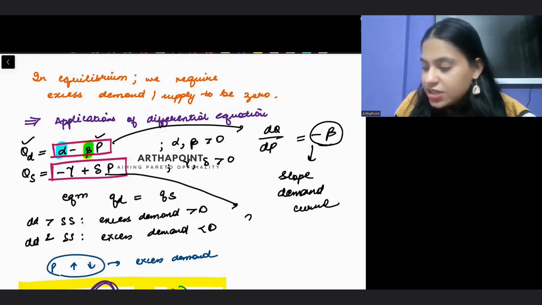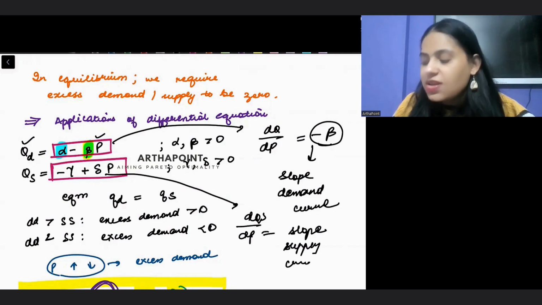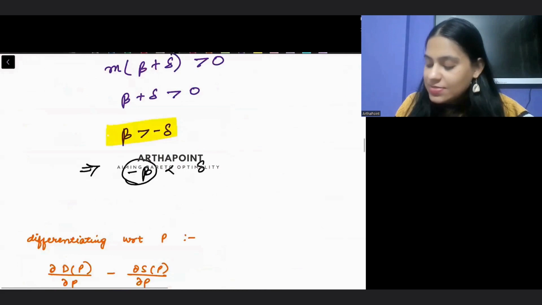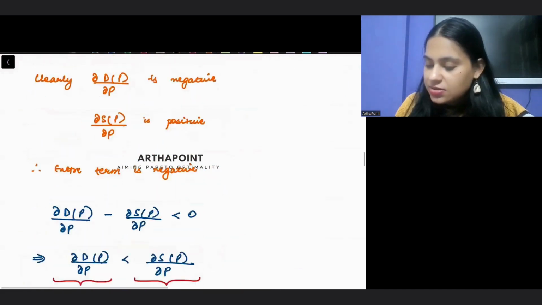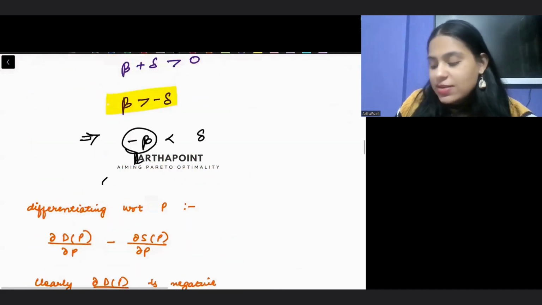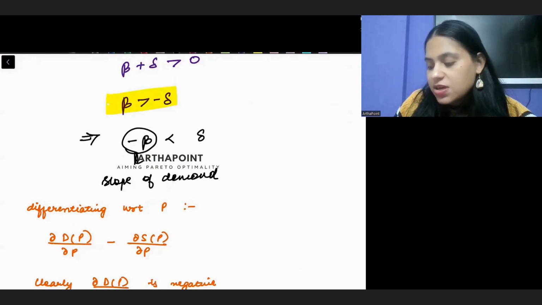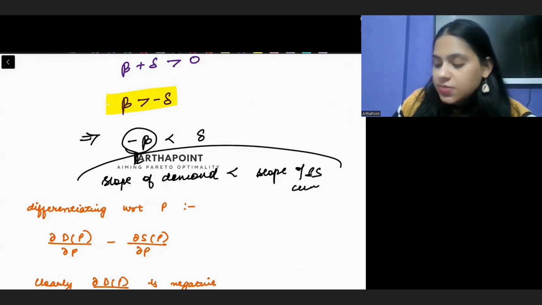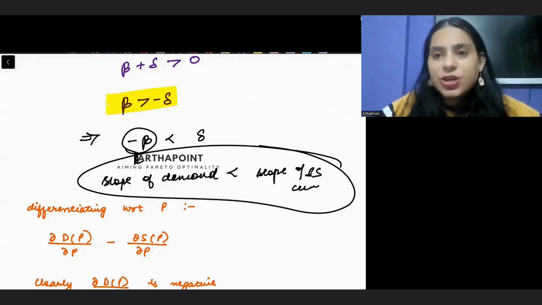And if I find dqs by dp, this is nothing but the slope of the supply curve. So I am saying that the slope of the demand curve, which is minus beta, must be less than the slope of the supply curve, which is delta. This becomes my equilibrium condition.